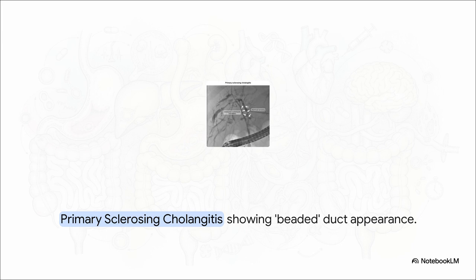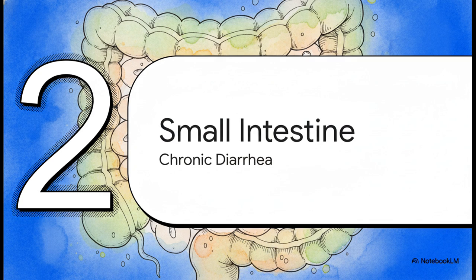And as a quick reflex for the test, if a 42-year-old guy comes in with abdominal pain, bloody stools, fatigue, and an elevated alk phos, your brain should instantly jump to ulcerative colitis paired with primary sclerosing cholangitis. Moving on to Section 2, Small Intestinal Pathologies.